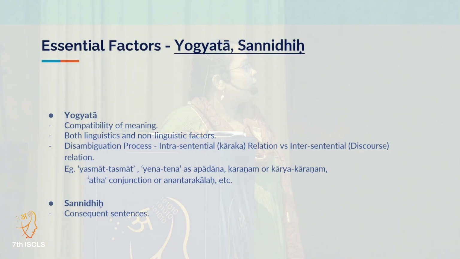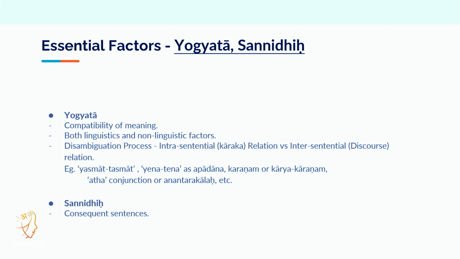Similarly, yogyata means the compatibility of meaning. It can refer to both linguistic and non-linguistic factors, and it plays a major role in the disambiguation process. For example, let us take an example: intrasentential, that is a karaka relation, versus intersentential, that is a discourse relation. We will look at this point in further slides, so I will make a quick pass over it. Then sannidhi: because we are dealing with consecutive sentences, that factor has been taken care of.